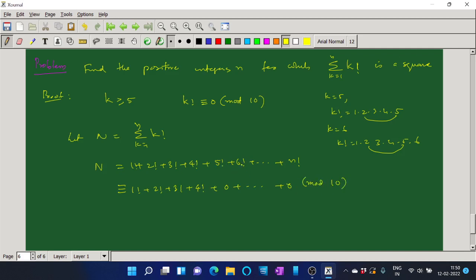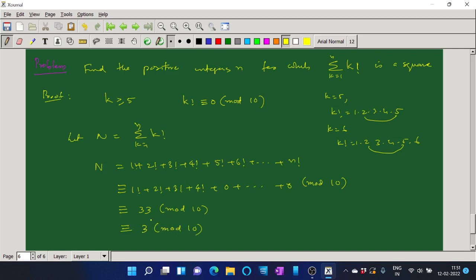Because all these 5 factorial, 6 factorial, etc. are congruent to 0 mod 10. So that is congruent to, again here if you compute this, we get 33 as we saw earlier. So 1 factorial plus 2 factorial plus 3 factorial plus 4 factorial is 33. So it is congruent to 33 mod 10. And as we wrote earlier, 33 is 30 plus 3, and 30 is divisible by 10. Therefore, it is congruent to 3 mod 10.